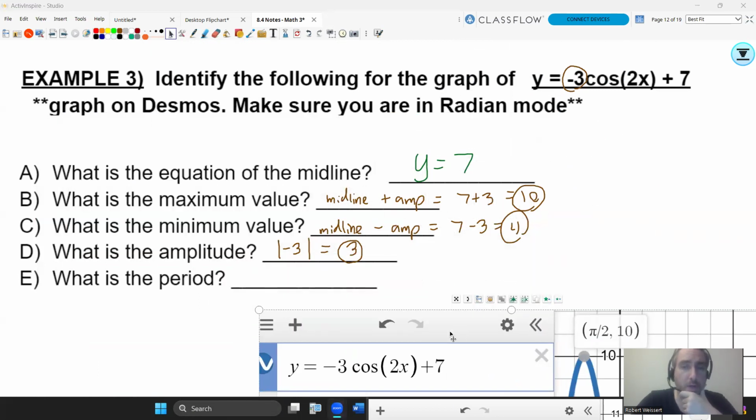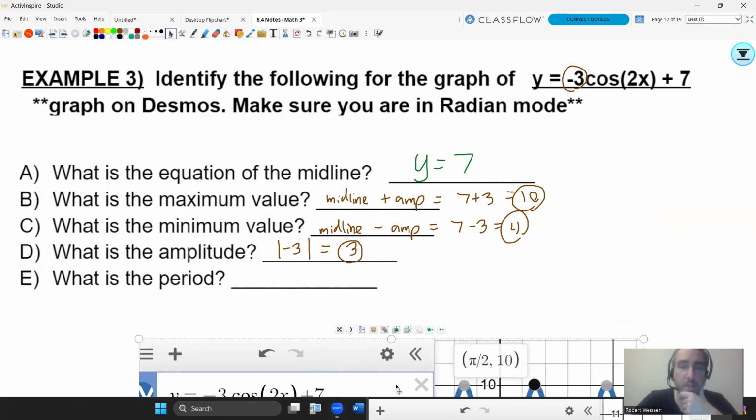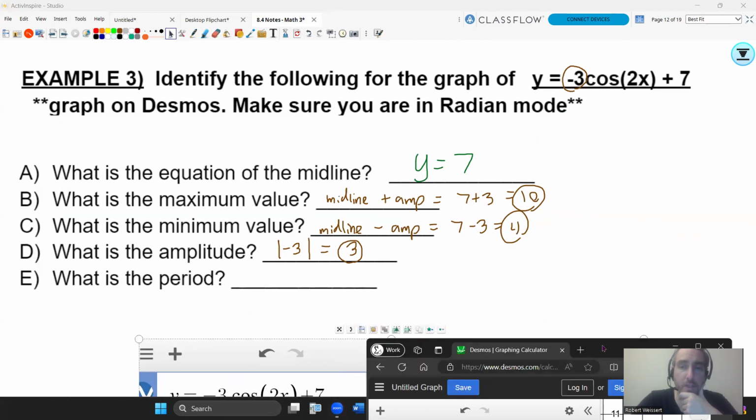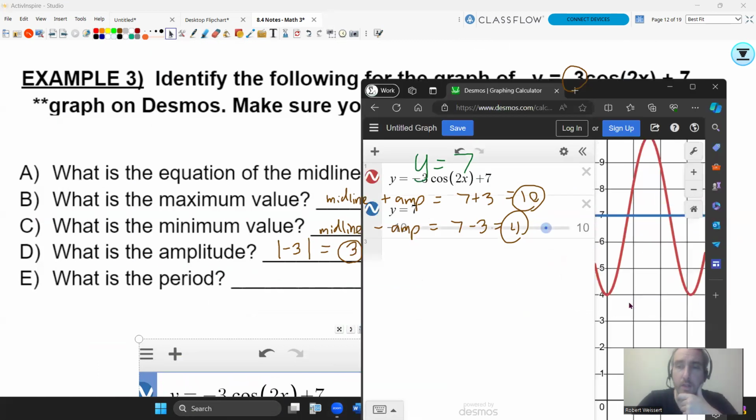And let's get our period. Our period is going to be where it repeats itself. So if you look over here, it's going to start over again. Since it starts at the minimum value, we repeat itself here, and that's going to be at pi.